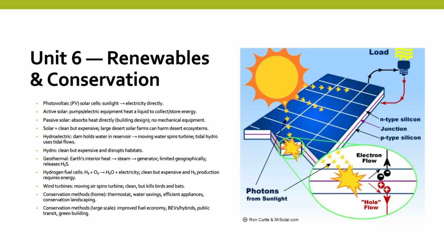Hydro uses moving water to spin turbines. Geothermal taps Earth's internal heat. It's limited geographically, but it can release hydrogen sulfide. Hydrogen fuel cells are going to make water and electricity from H2 and O2. It's clean but very expensive. Wind turbines are going to kill animals like birds and bats. And for conservation, you want to think about efficient appliances, fuel-efficient vehicles, public transit, and of course, green buildings.